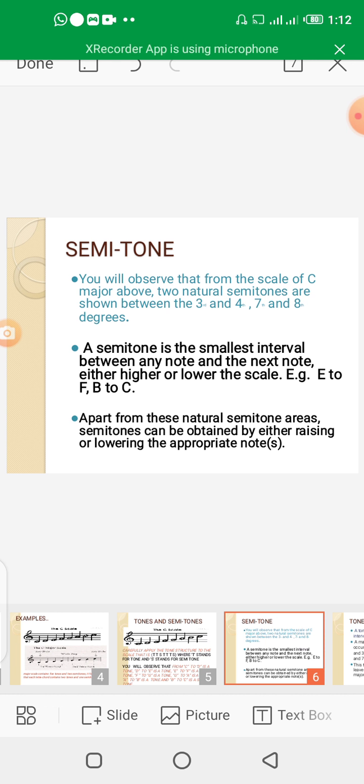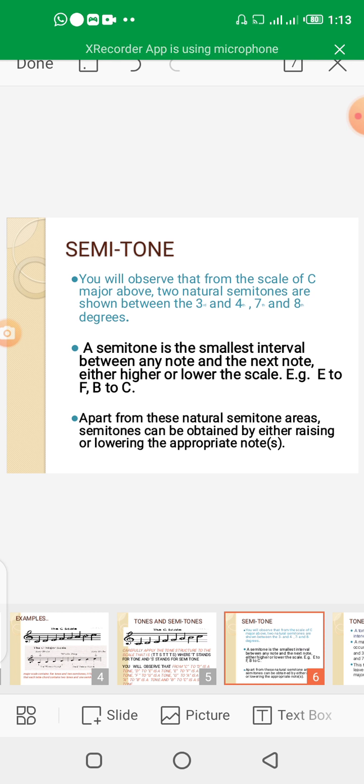Now, a semitone is the smallest interval between any note and the next note. I repeat, a semitone is the smallest interval between any note and the next note. That's from A to B. The smallest interval between them is a semitone, and we know that two semitones make a tone. So from A to B is a tone, or two semitones make a tone.